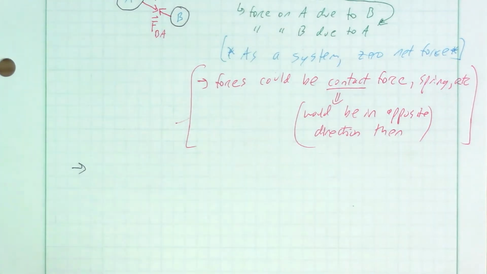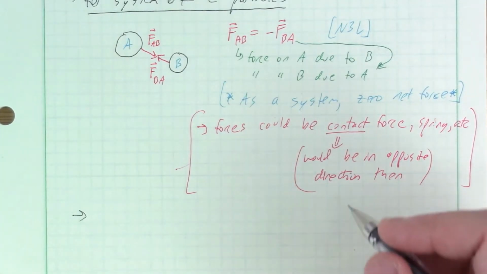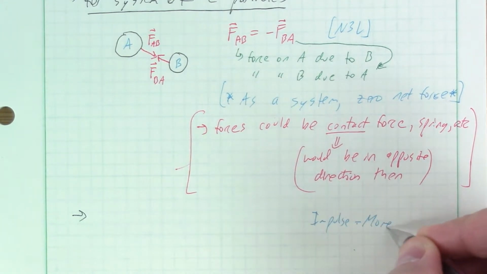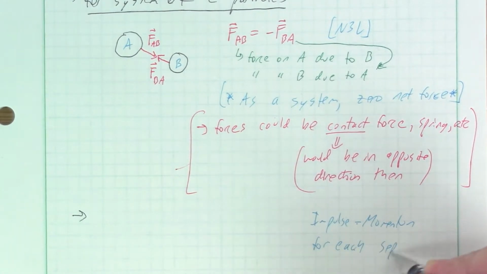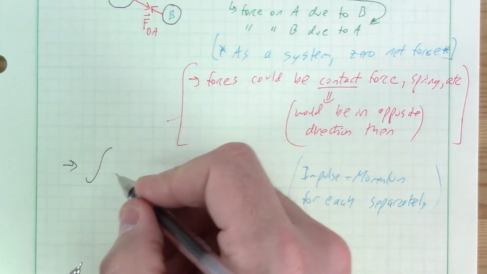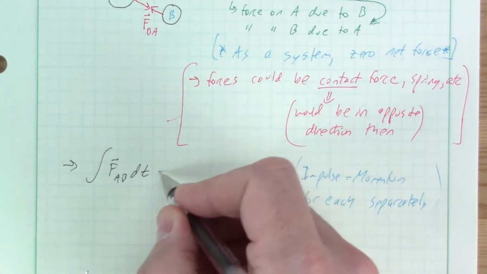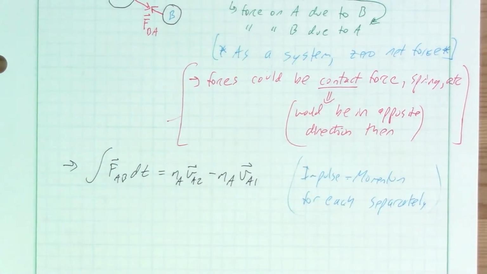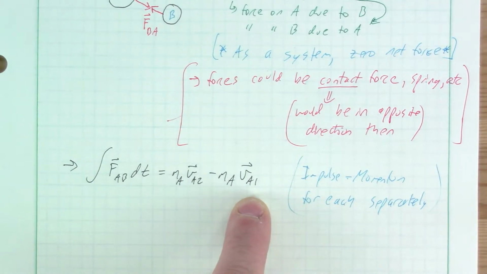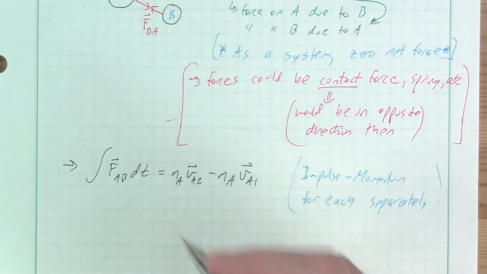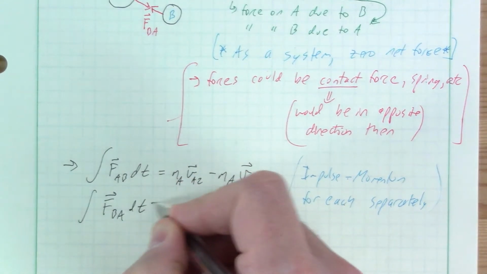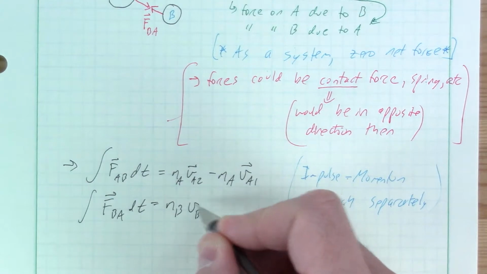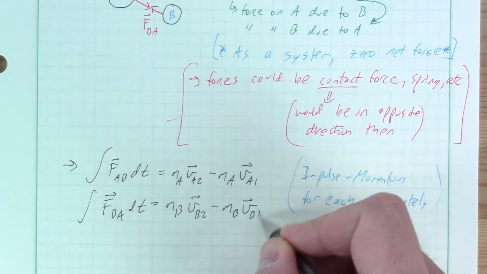All right, so let's see here. Let's apply impulse momentum to each particle independently. This is the impulse momentum relationship for each separately. Remember what that says: we take the integral over some time of the force on A, and it equals the change in momentum for A. So integrating that force through time on A gives the change in A's momentum. We have its velocity at state 2 for particle A minus the velocity at state 1 for particle A. And then we have the same thing for BA. That force is felt on particle B. We have the momentum of B at 2 minus the momentum of B at 1.